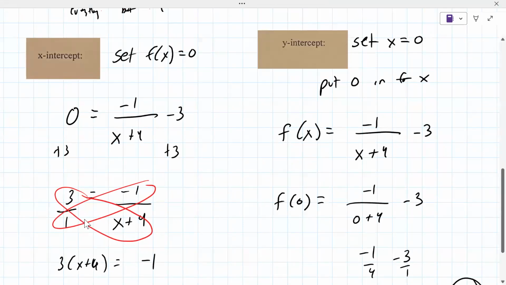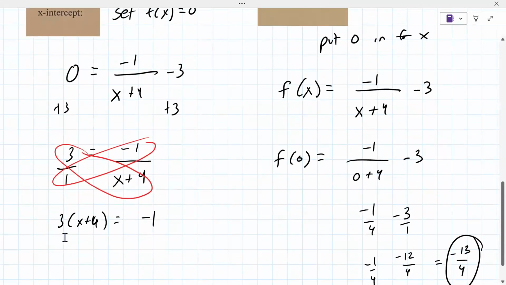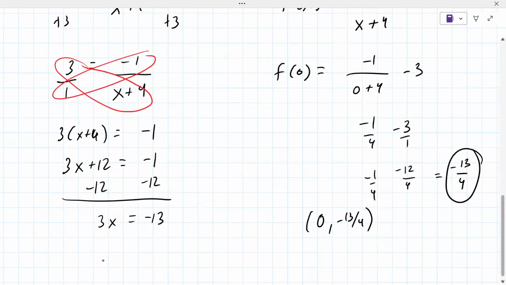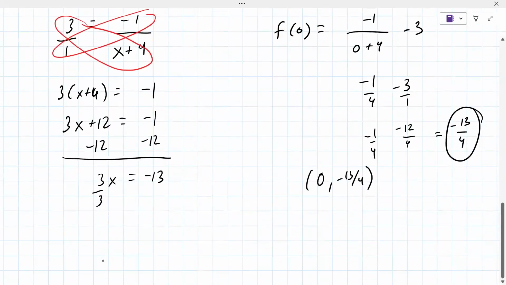1 times -1 is -1. You could distribute in, you could divide. I guess we should distribute in. 3x plus 12 equals -1. Subtract 12, and 3x equals -13. Divide by 3. x equals -13 over 3.